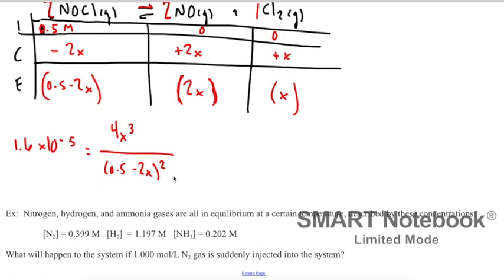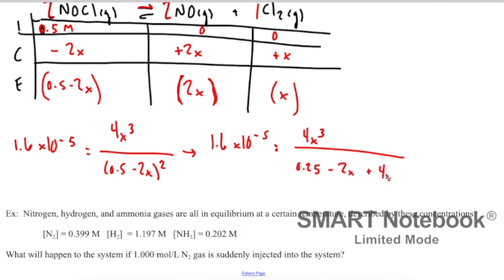So I'm going to go ahead and factor this out. So all this is going to become 1.6 times 10 to the negative 5th. That's my K value equals 4x cubed. I'm just going to factor out the bottom. 0.5 minus 2x, that whole thing squared. Doing FOIL in my head, 0.25. I think I did one just like this earlier. Minus 2x plus 4x squared.